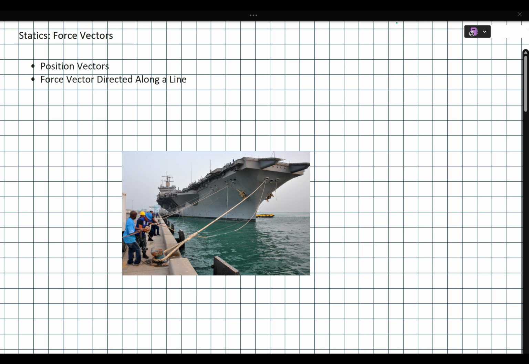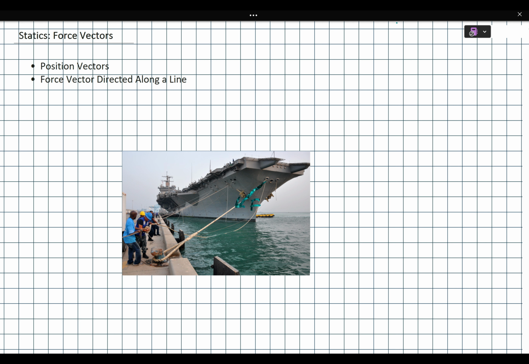Okay, so in the picture you see here, we have this big ship. In this big ship, they have these ropes. These are called mooring lines, and they're connected to the bow of the ship. So these mooring lines connected to the ship can be represented as a Cartesian vector, right? As a Cartesian vector.